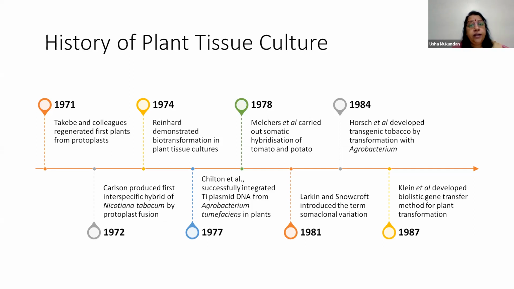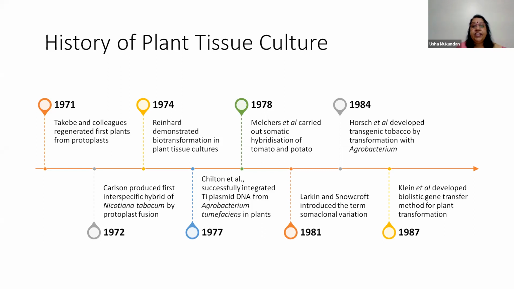Now, you know that there is a gram-negative pathogenic soil bacterium known as Agrobacterium tumefaciens. And this bacterium is a natural genetic engineer. So Chilton and his colleagues were the ones who used it as a system to transfer the T-DNA from the Ti plasmid of Agrobacterium tumefaciens into plant cells. And they demonstrated that this could be a method for plant genetic engineering.